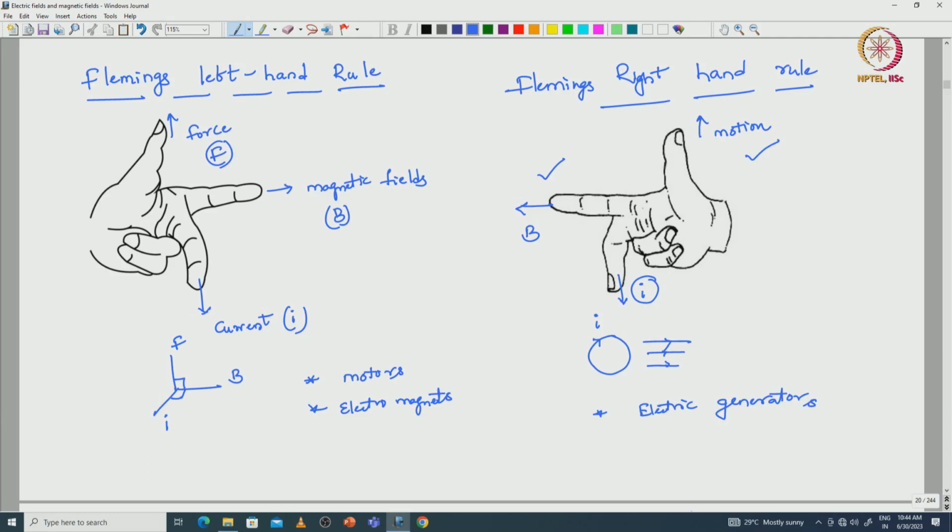With this I am concluding this lecture. In this lecture we have calculated the Lorentz force law equation, and Fleming's left hand rule and right hand rule we have discussed.